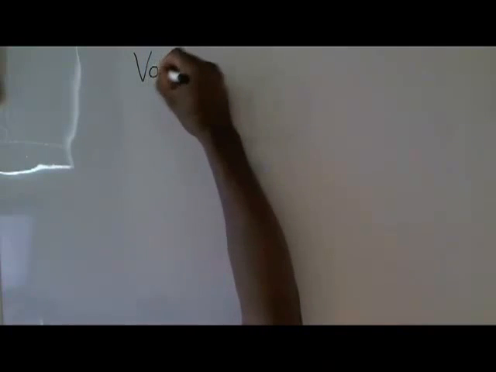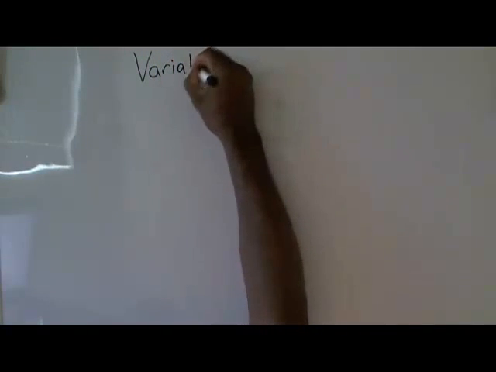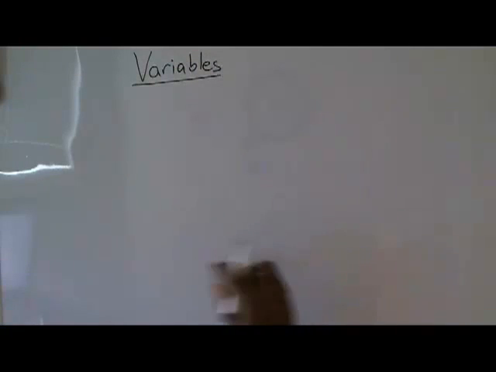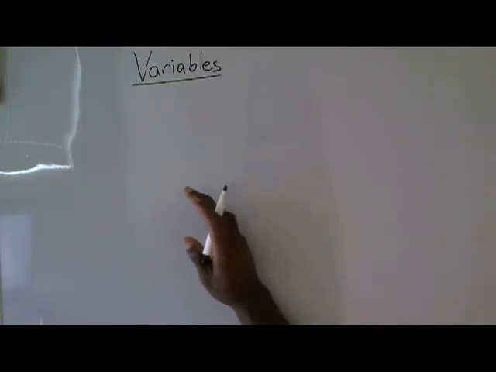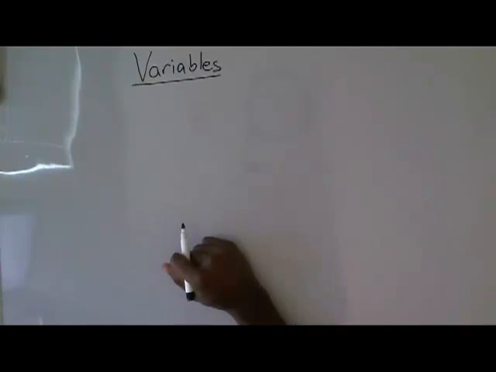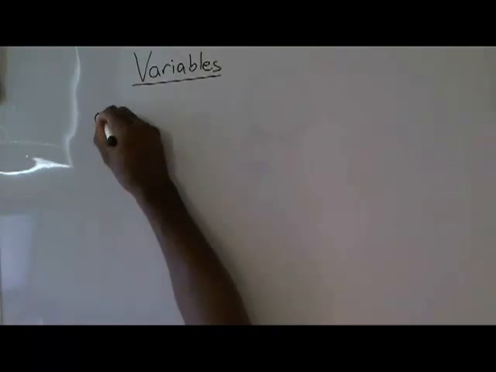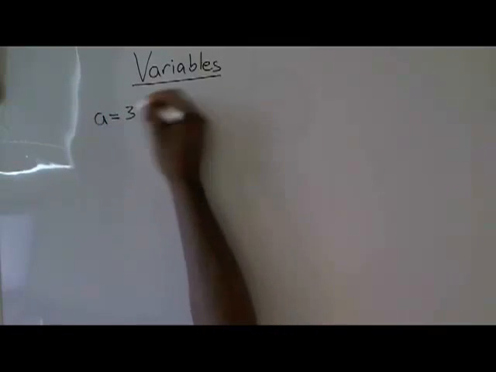This segment, we're going to talk about variables. A variable is nothing more than the name of a memory location in a computer. So there I can do A equals 3.